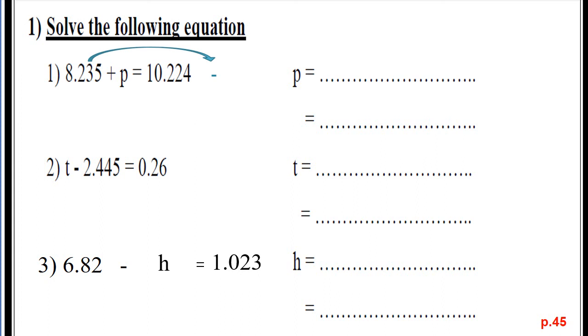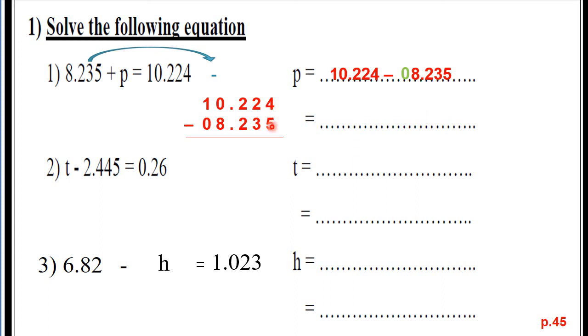Plus will be minus. So p equals 10.224 minus 8.235 like this. And now let's solve the subtraction. We have here subtracting two decimal numbers. So first we need to balance like this. And now 10.224 minus 8.235. And now let's find the answer.